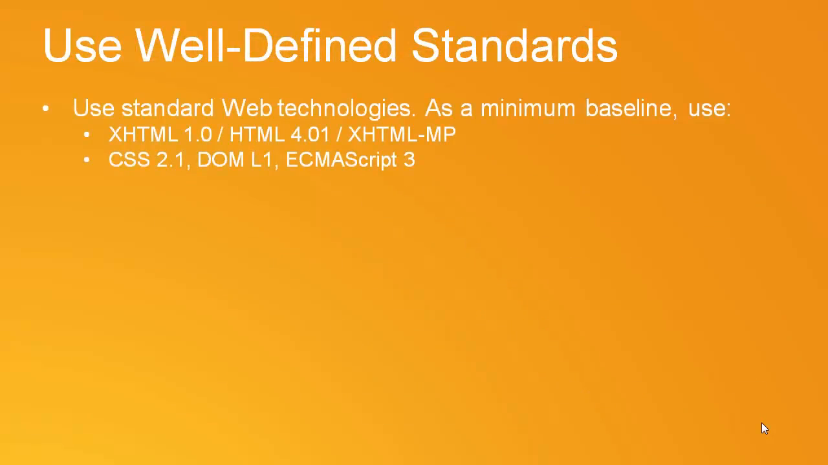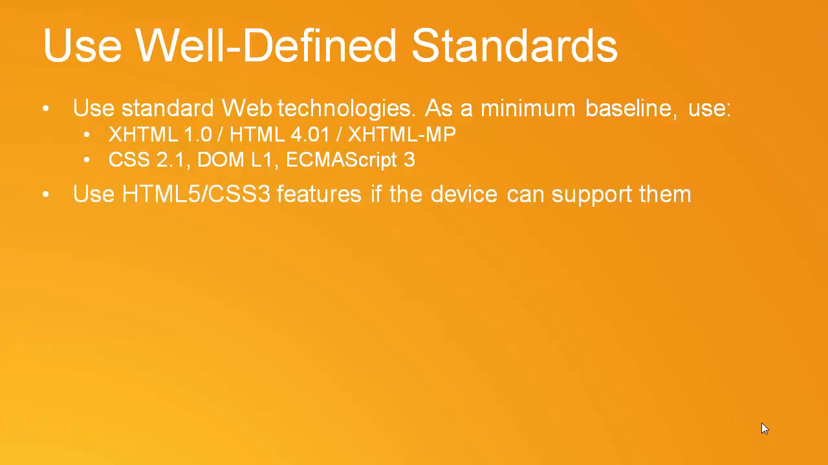Also, as we were saying, try to use well-defined standards. Use standards and try to pick a minimum baseline. So try to use XHTML 1.0 or HTML 4.0. Try to use CSS 2.1 as the baseline and XML 3. Don't try to go even further. You have to pick a line and then move on top of that. And then use HTML5 and CSS3 for features on devices that can support them, so as to improve the experience. And then you can build on top of that. Important, always specify the doc type for your pages.